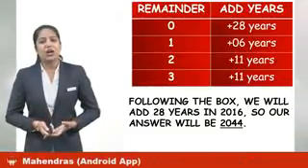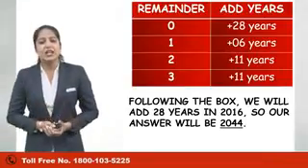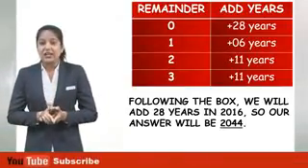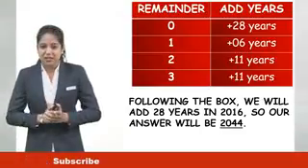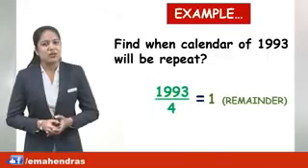You don't have to count this year, this day, then remaining days. Just apply the concept of dividing the year by 4, getting the remainder and adding up the years mentioned in this box itself.